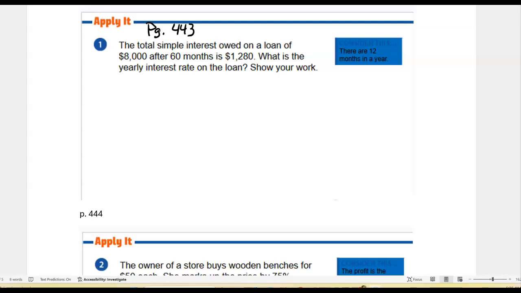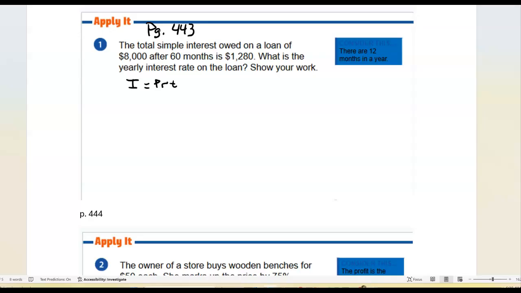You're on page 443 in your packet. Number 1 says the total simple interest owed on a loan of $8,000 after 60 months is $1,280. What is the yearly interest rate on the loan? So remember, they gave you this formula a while back: interest is equal to your principal, the amount that you loaned, times your rate, times your time, meaning that your time was in years.